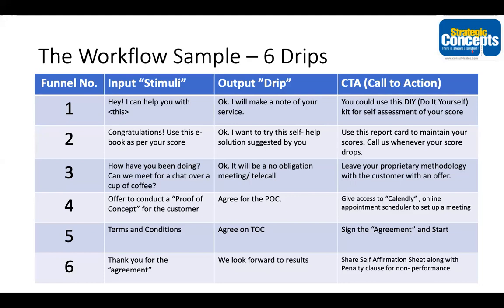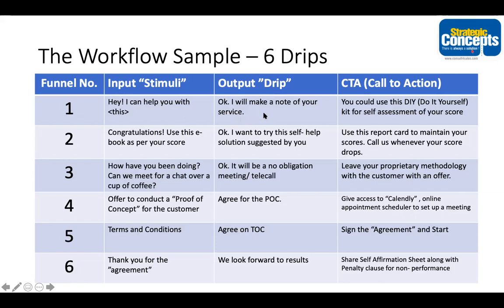So if you're into master batch industry, then what will the stimulus say? Hey, I can help you with Kiko master batches. And then somewhere you can define what is Kiko, all right? If you're into food grains, then you can say, hey, I can help you with cancer-free chemicals in your katha, right? So I'm sure you understand the input stimuli in funnel number 1. Now, if this is your input stimuli in funnel number 1, then what is your output drip? Because if your input stimuli is good, then your output drip will be, okay, I will make a note of your service.